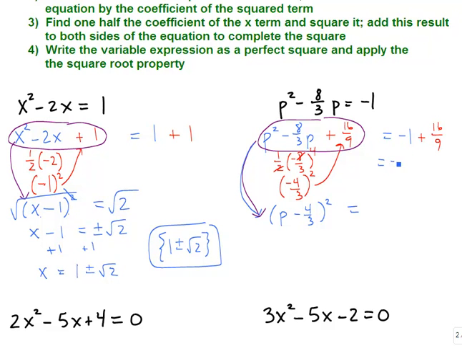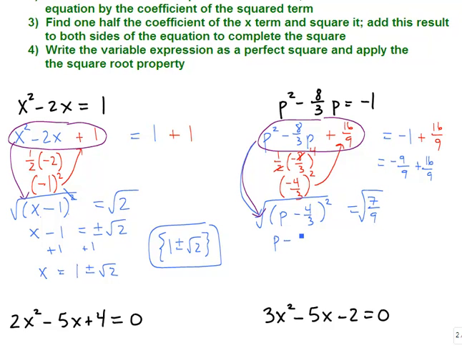Negative 1 is the same as negative 9/9. So when I add that to 16/9, negative 9 plus 16 gives me 7/9. Now that I have it in this form, where we have that quadratic in factored form, we're ready to do the square root property. So I'm going to take the square root of both sides.